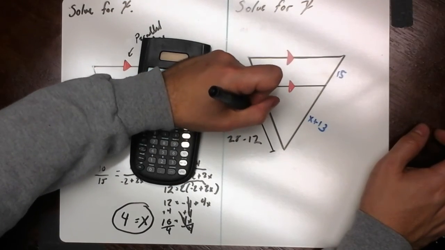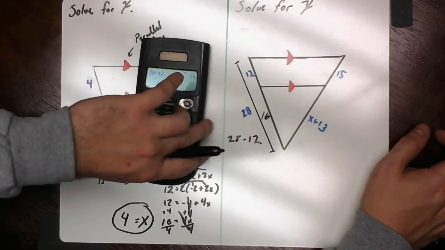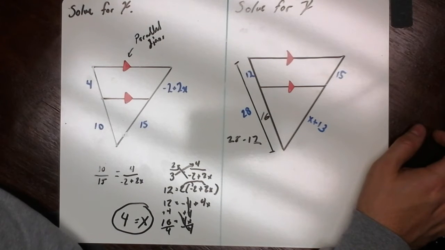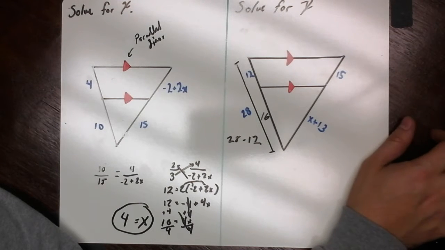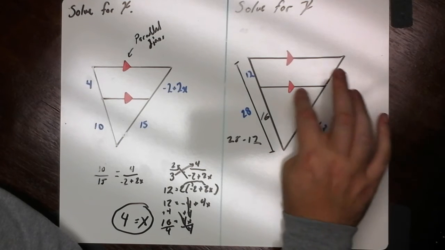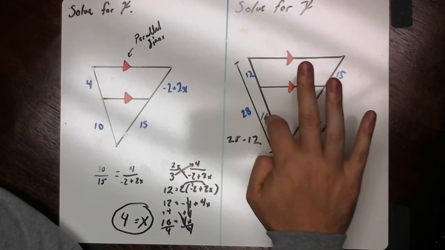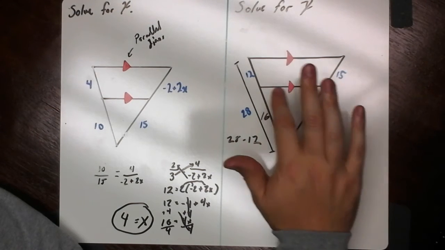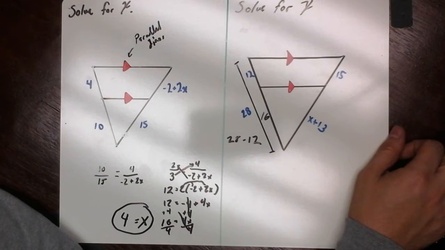16. That's where the calculator comes in handy. Okay. Now, I'm looking at my pattern here, and I have a bunch of big numbers. I don't like big numbers. They worry me. What I think I'm going to try to do is pair these two up and those two up, because I know I could reduce 12 over 16 by 4.